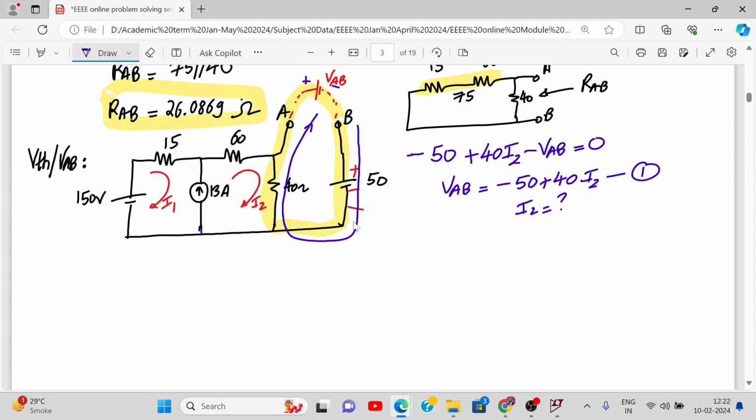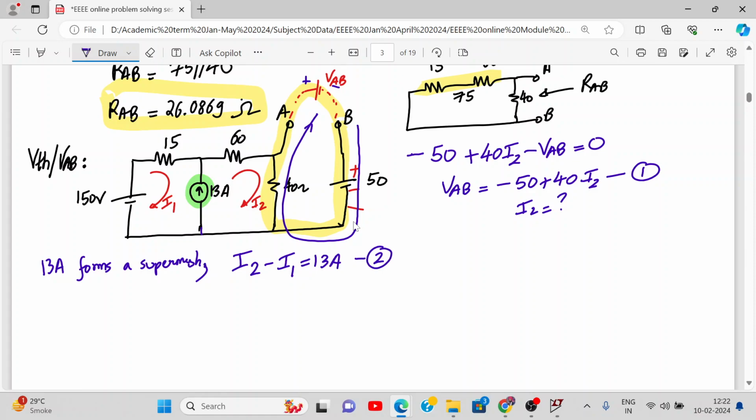So is there a super mesh over here? Yes, there is a super mesh because of this 13 ampere current source. So 13 ampere forms a super mesh. So what is the equation of the super mesh? Can you tell me? I2 minus I1 or I1 minus I2? Yeah, I2 minus I1 is equal to 13.